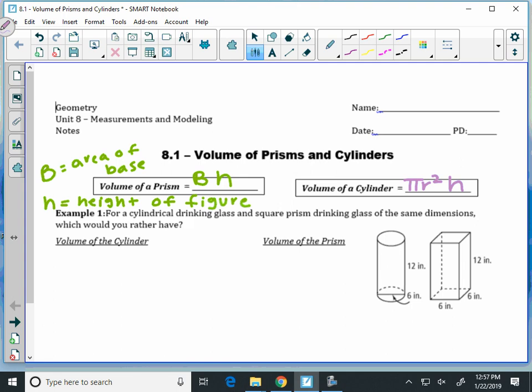So those are the two formulas. If you're given a prism, you use this formula. If you're given a cylinder, you use that purple formula. And again, you don't have to memorize them. You just have to be able to recognize them. Okay?